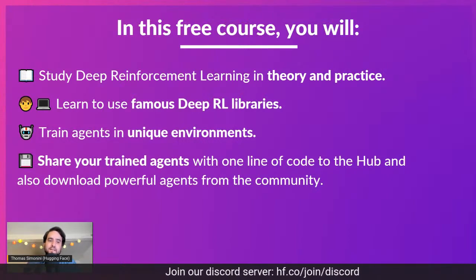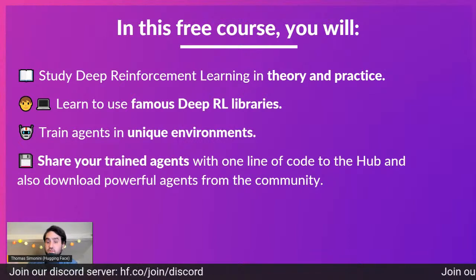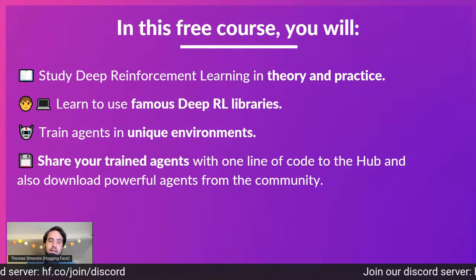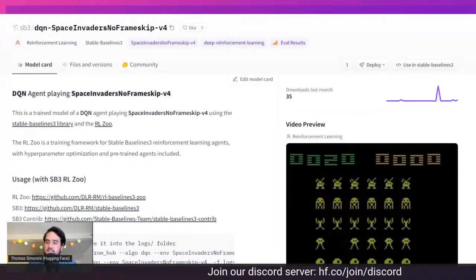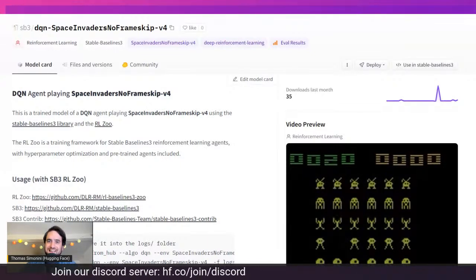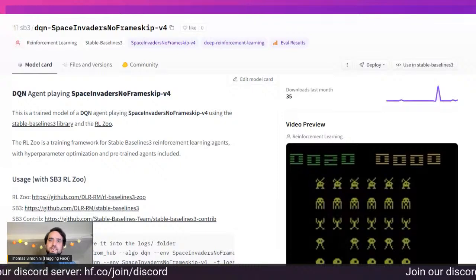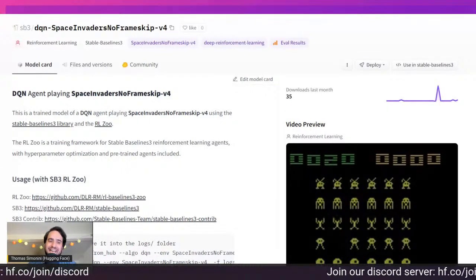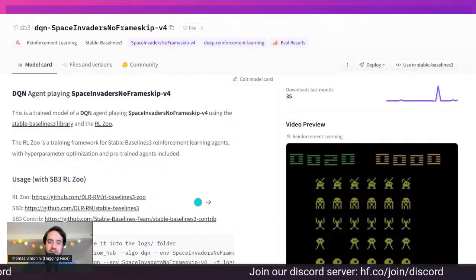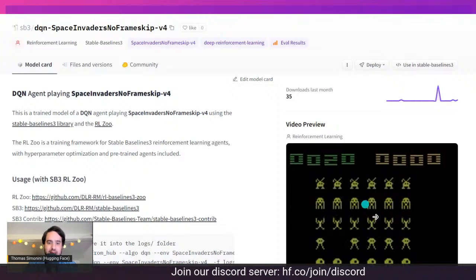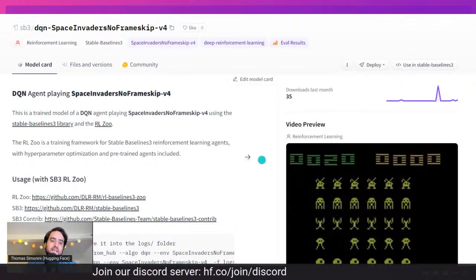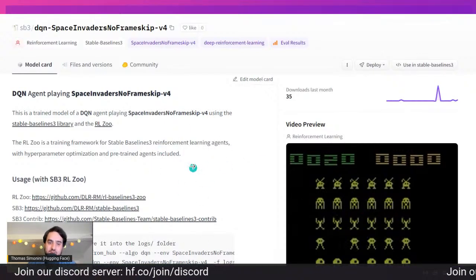And something very interesting is that you can share your trained agent with one line of code to the hub, so to the Hugging Face Hub, and also download powerful agents from the community. What's nice is that on the Hugging Face Hub, you can push your trained models. Think of the Hugging Face Hub as the GitHub for your trained models. This way you can visualize your agent playing with a video, as we see on this screenshot, and you have information about your agent on the left.